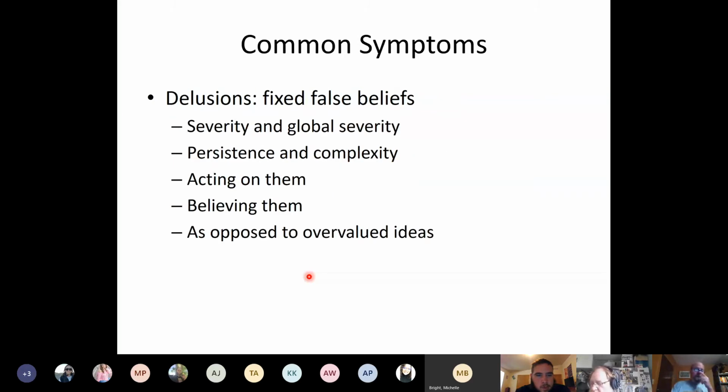So now here's some common symptoms. Again, these are all listed in the textbook. If you don't have the textbook, you can just use these for now. Fixed and false beliefs. Severe complexity, etc. How are they going to act on them? Now, these can be varied a lot.